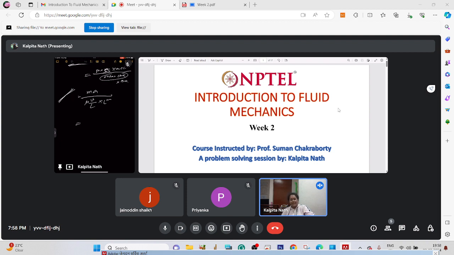So acceleration means what? Acceleration means V square by L, right? So this mass is equal to what? Density into volume, and volume is given as L square.